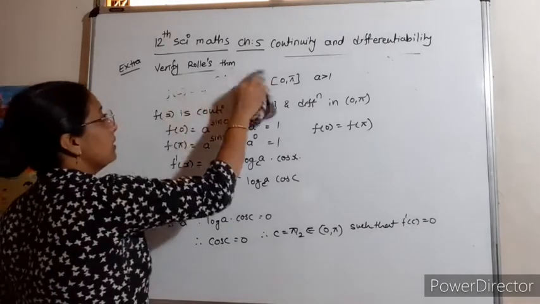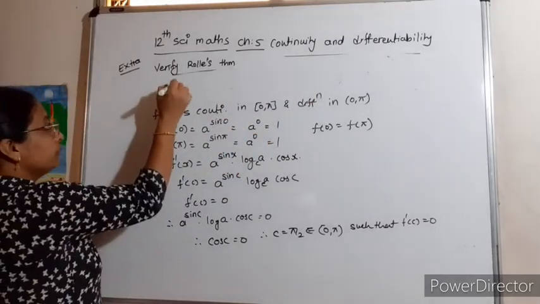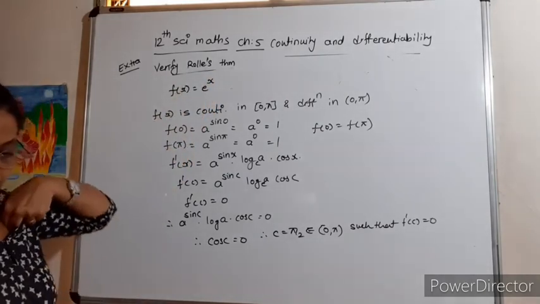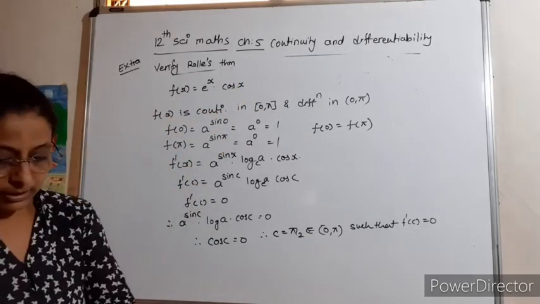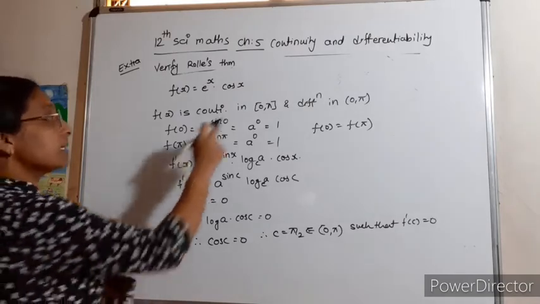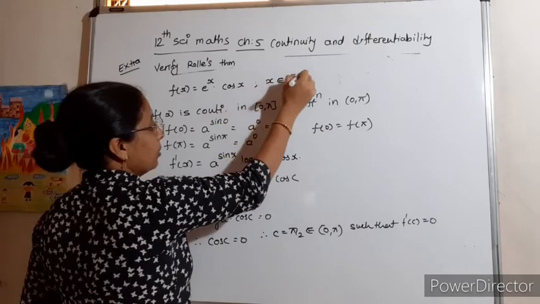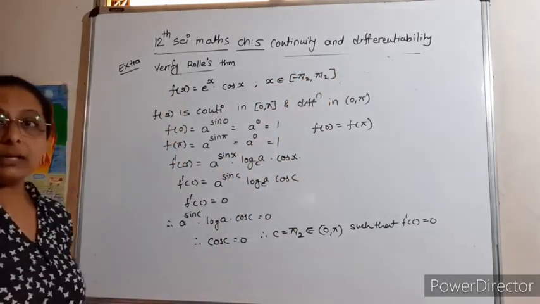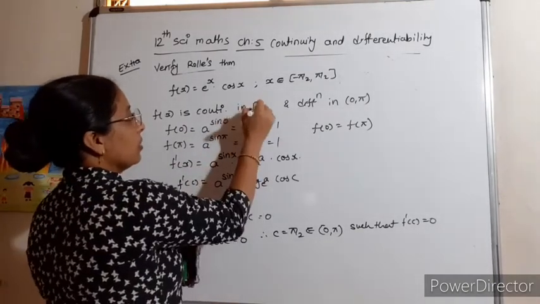Then a raised to sin x. Then here another function is given. f x is equal to e raised to x into cos x. The function is given e raised to x cos x. Again it is continuous, but the interval is given x belongs to minus pi by 2 to pi by 2. Okay. Now what? It is continuous in the closed interval.